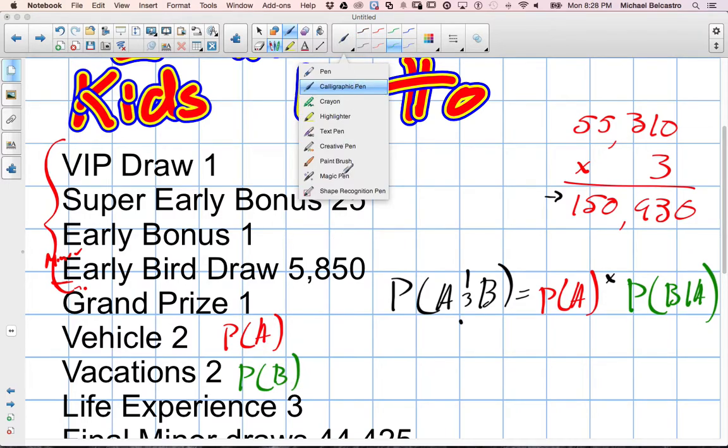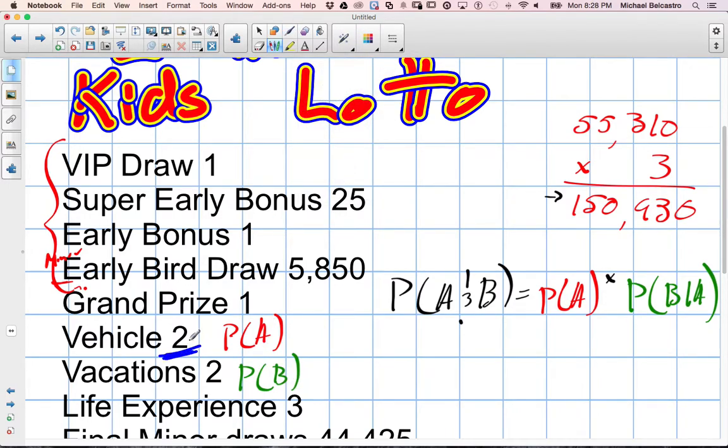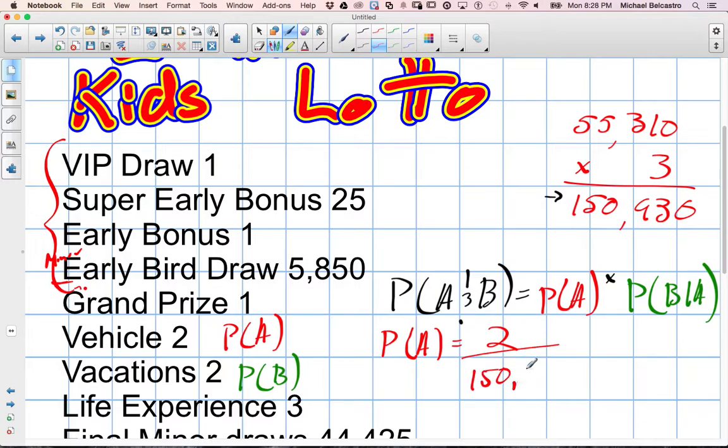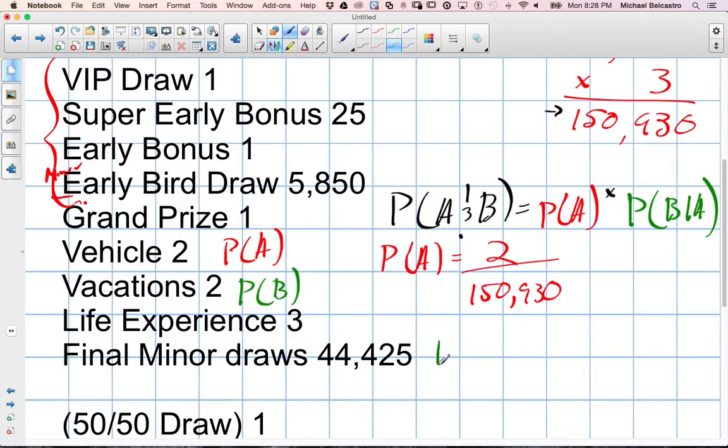Well, first we have to talk about what the probability of the event happening is. Because there's two prizes out of the total 150,930 tickets, it's 2 out of this value for the probability of event A. So probability of A is equal to 2 out of 150,930. You get 2 chances to win, and there's a total of this many tickets. Now, normally the probability of B would be identical. The probability of B, you have 2 vacation packages, so it would be 2 out of 150,930.